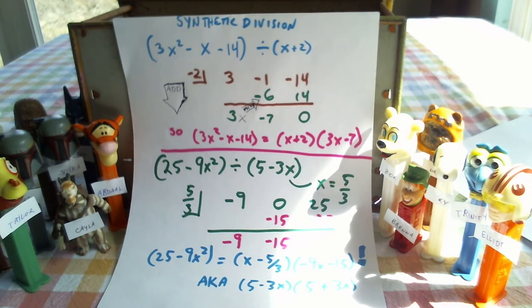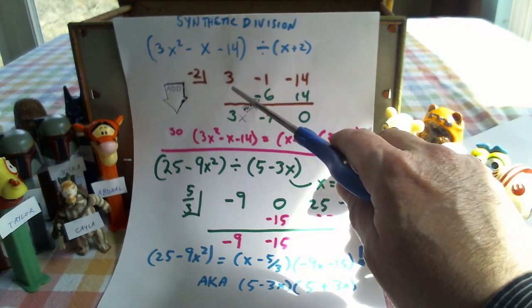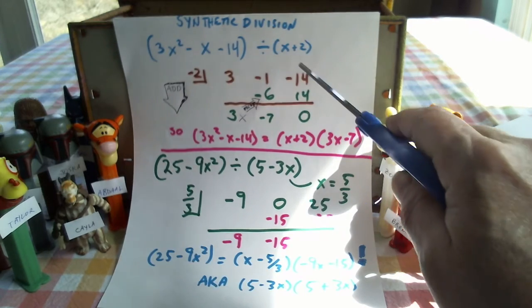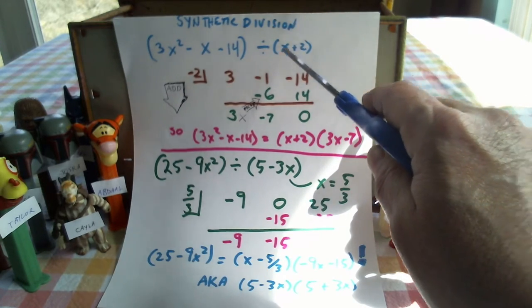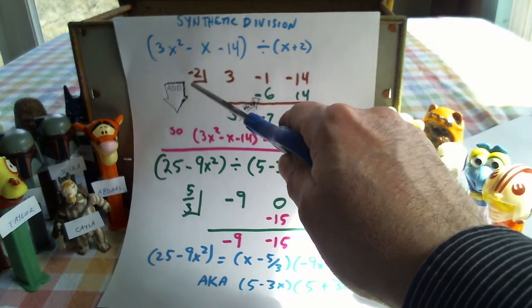So here's what you do write down. See how it's 3x squared minus x minus 14. That's the 3, the minus 1 that's in front of the x, and the negative 14. The number that makes this 0, that's the big focus, that's negative 2. So that negative 2 is the number that goes inside this little corner.